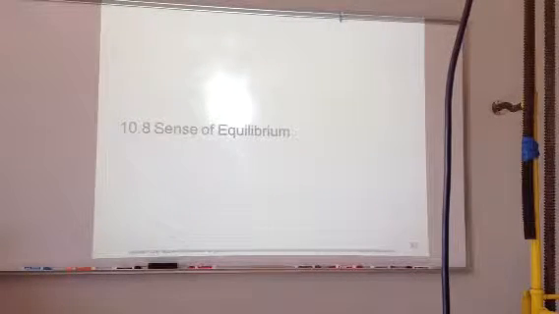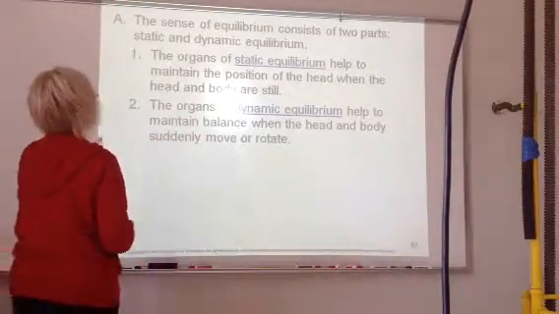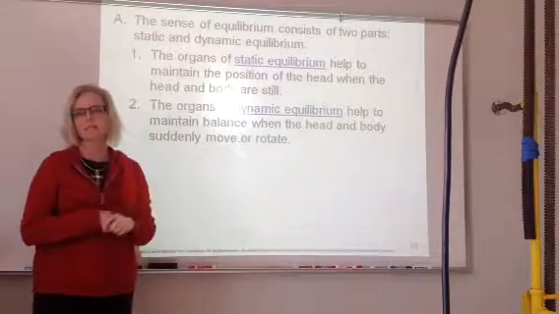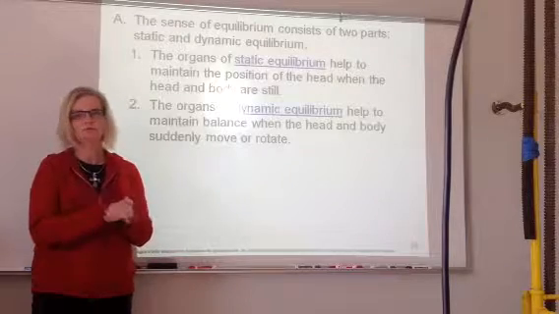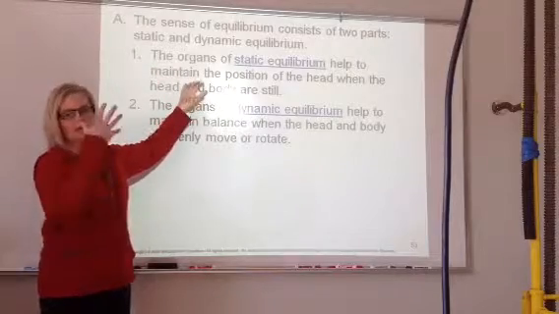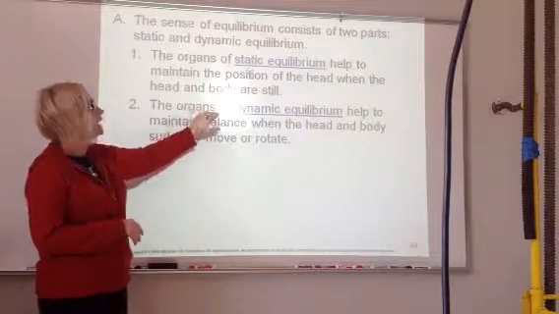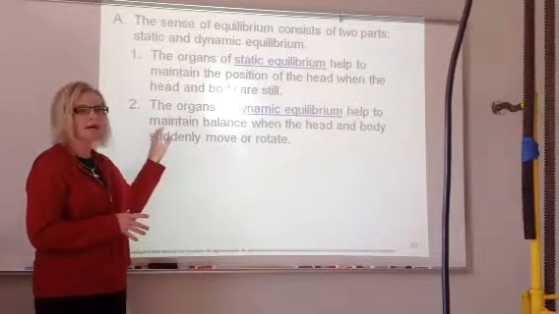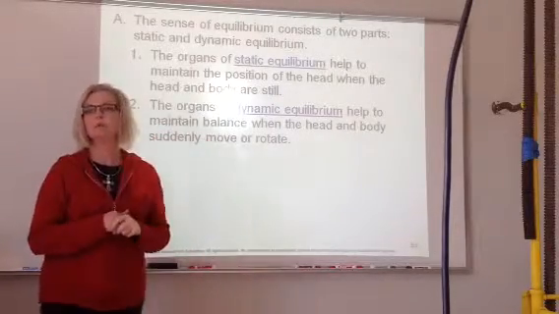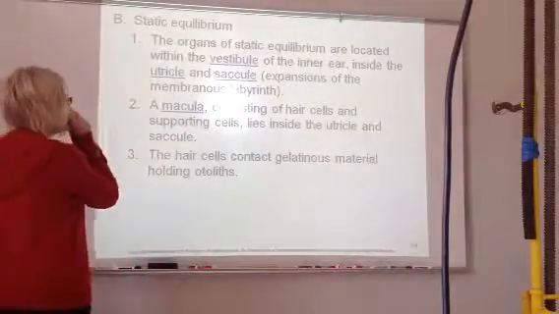Okay, today we're going to talk about the sense of equilibrium. There are two types of equilibrium. There's static, and static means to stay still or to not move. So static equilibrium deals with equilibrium when your body is sitting still or not moving. Dynamic equilibrium helps with balance and deals with movements of your head and body. So any sudden movement or sudden rotation will deal with dynamic equilibrium.